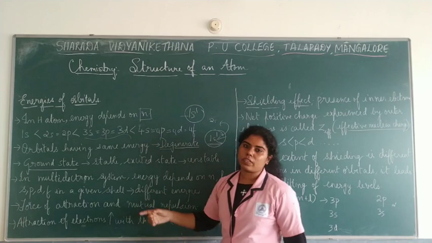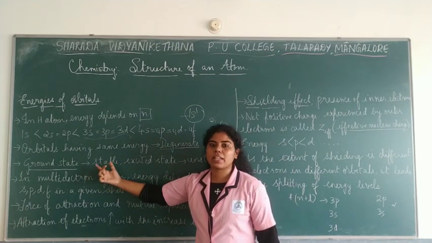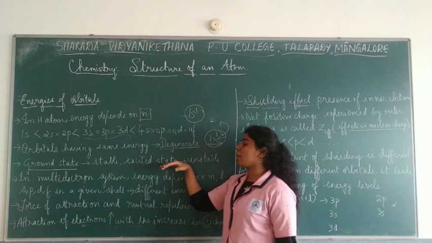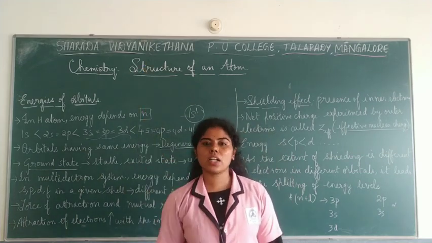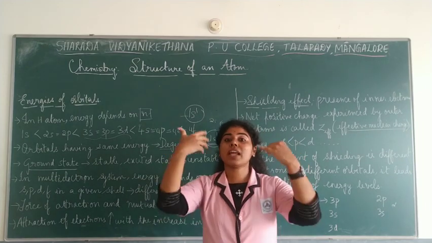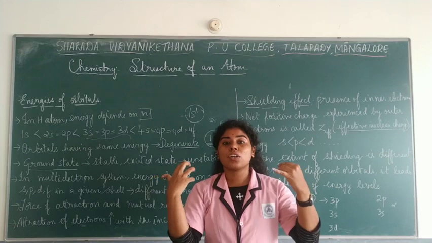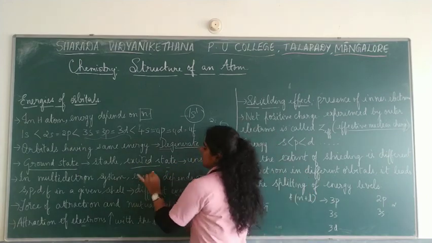Ground state of the electron. They are said to be very stable. But if you are talking about the electron which has absorbed energy and moved to a higher energy state, that means they are excited, right? They are very unstable. They can't attain stability right now. So what do we call them? We call them the excited state.